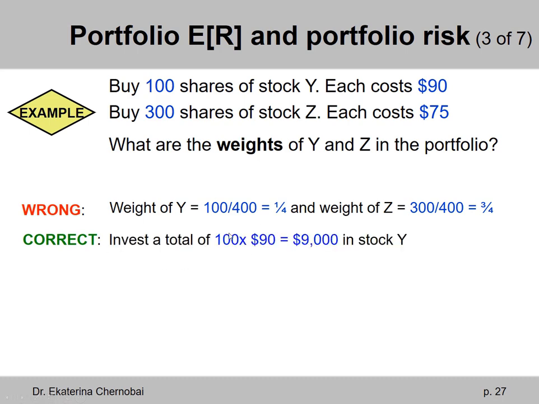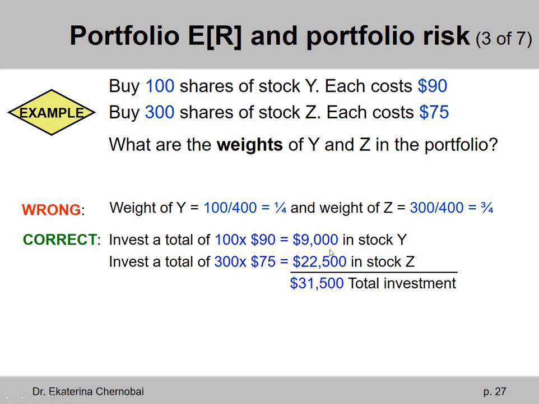Think about how much money, rather than purely the number of shares, goes into stock Y shares in total. 100 shares times $90 per share equals $9,000. Then, how much money goes into stock Z shares? 300 shares times $75 per share equals $22,500. How much money total do you invest into both companies' shares? $9,000 plus $22,500 gives $31,500. That's your total investment.